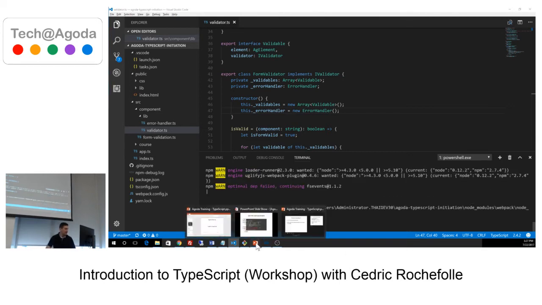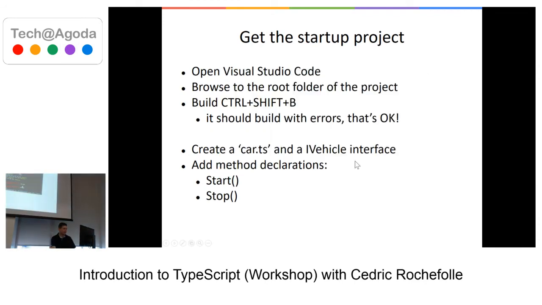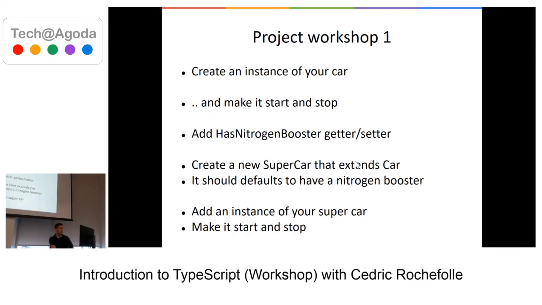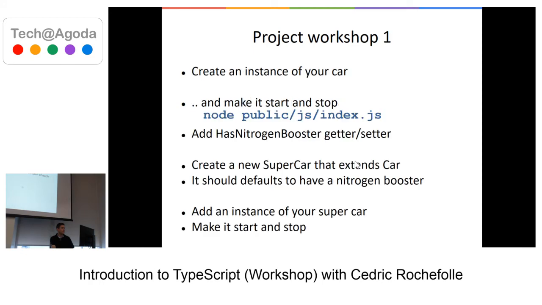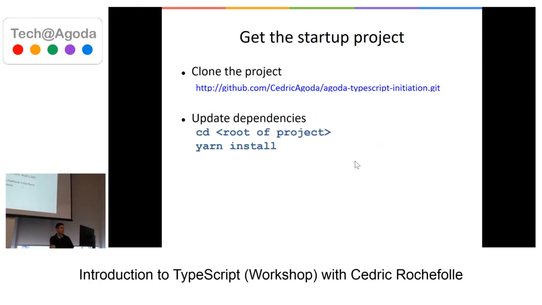In the meantime, if you are ready to go to the next workshop, we are going to download another, let's use this one as template. So you will need to clone another Git project. Here the name is Agoda TypeScript initiation. You just replace initiation by game. So it's Agoda-TypeScript-game, and you can clone that repository already.